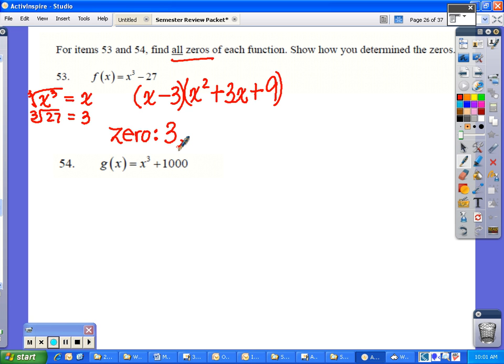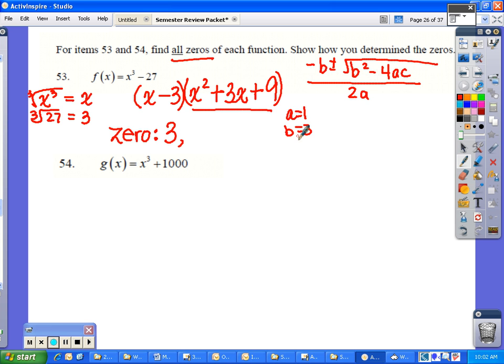Okay, so now you are going to find the other two solutions by using the quadratic formula, because if you notice, this is a quadratic equation. So, negative b plus or minus the square root of b squared minus 4 times a times c all over 2a. In this case, a equals 1, b equals 3, and c equals 9. So, negative 3 plus or minus the square root of 3 squared minus 4 times a times c, all over 2a.